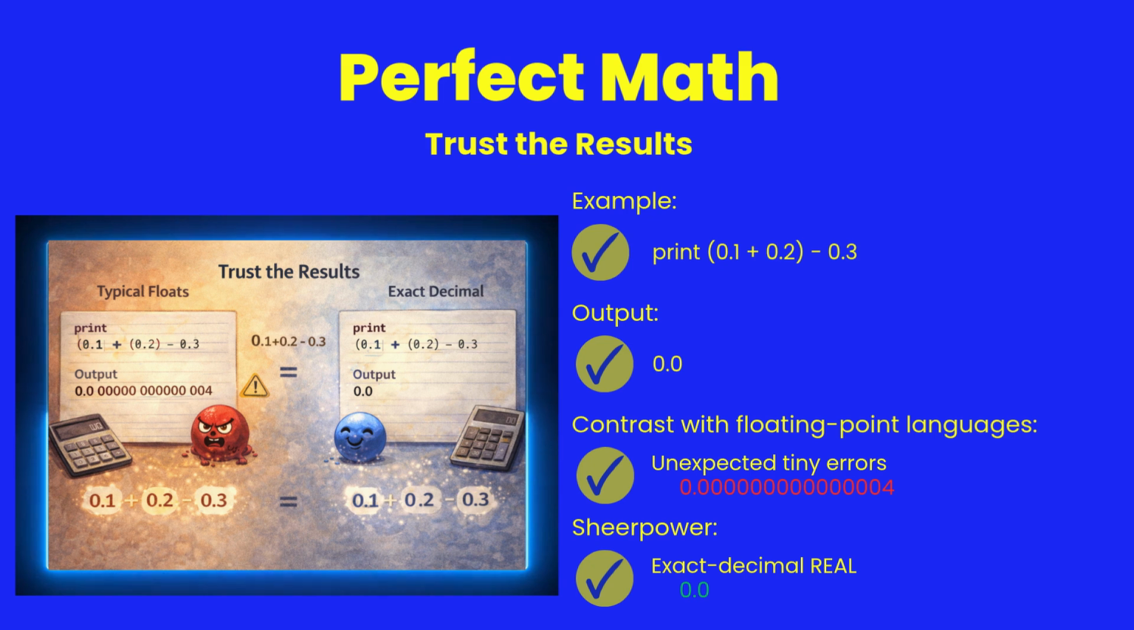Sheerpower uses exact decimal arithmetic, which avoids floating point rounding errors. This is especially important for beginners, because it builds trust. Students can focus on solving problems instead of debugging unexpected math behavior.